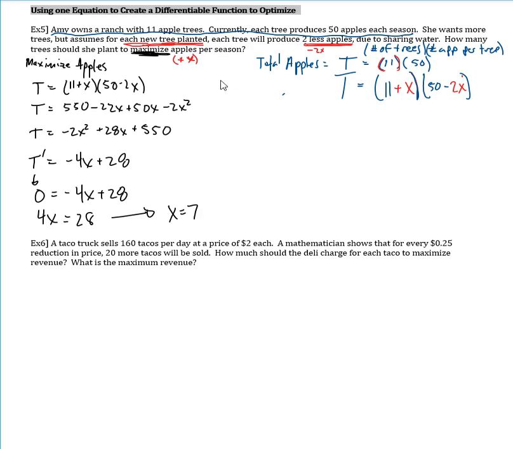Okay, so that x was the addition of each tree. So it looks like she should add 7 more trees to get the maximum amount of apples. So it says how many trees should she plant to maximize apples per tree. So she should plant, we can put this in words, she should plant 7 trees.